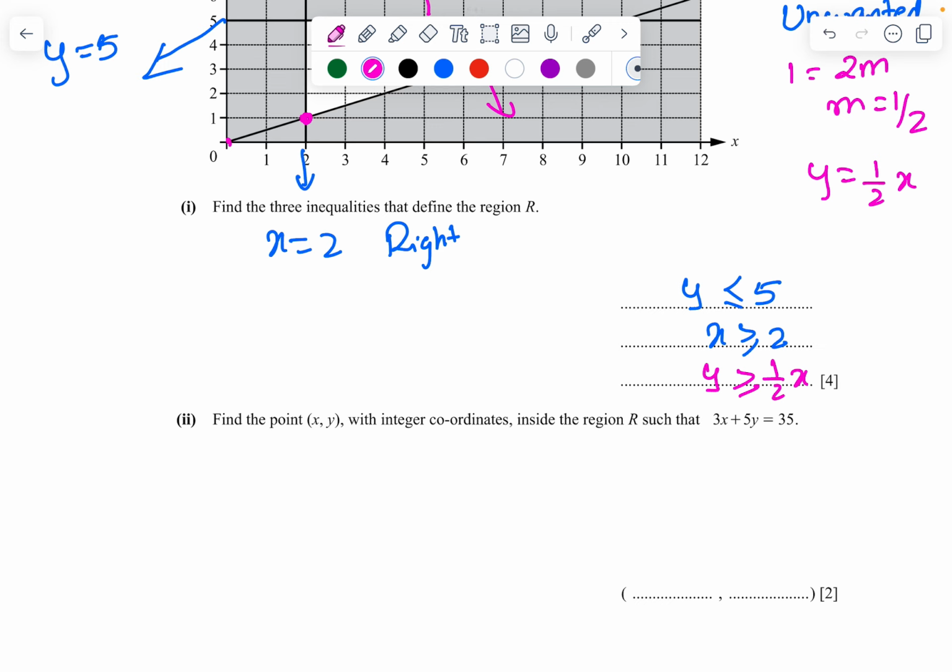Find the point (x, y). We are finding a point (x, y). What is the speciality of this point? Remember, we have to find it in such a way that, inside the region, 3x plus 5y equals 35. 3x plus 5y should be equal to 35. So I am going to find it out.